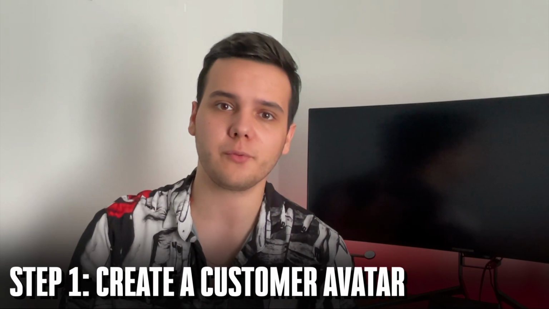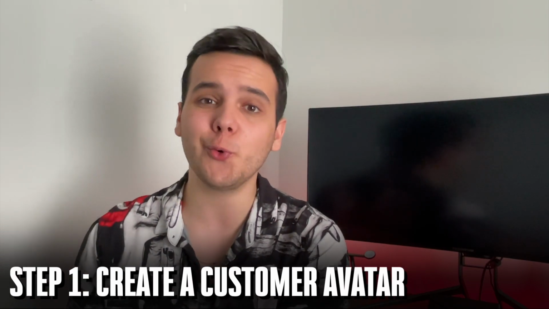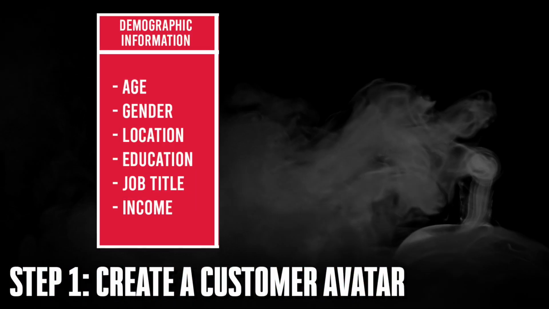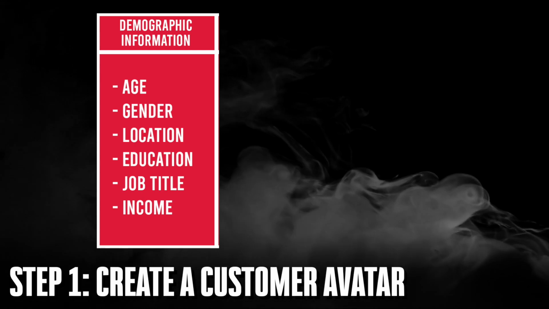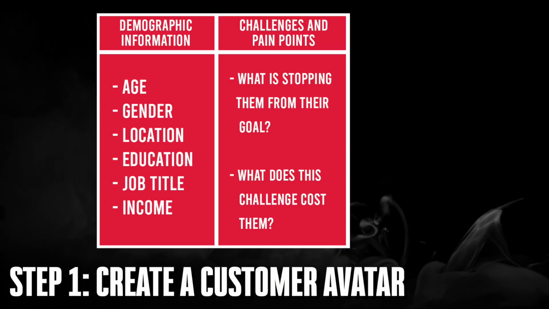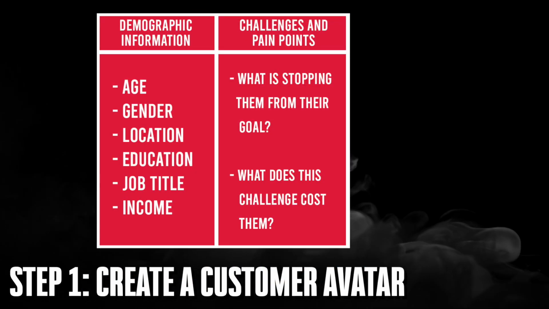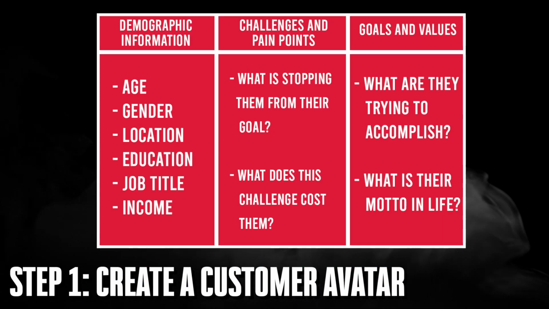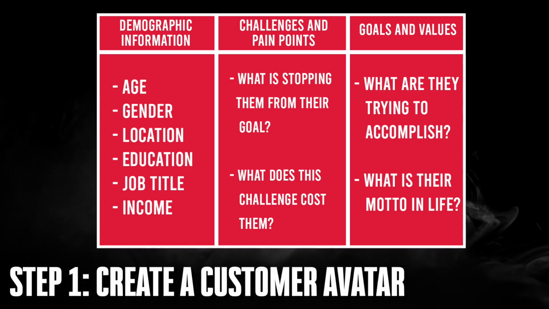Step number 1 is creating a customer avatar. In order to be selling effectively, you need to know who you're selling to. Start by understanding the demographic information. For example, what is the location that these people are living in? What is their age, etc. Afterwards, dive deeper into what challenges they're facing, as well as what are their main pain points. And lastly, understand what their goals and values are, so your services can help them reach their vision. Gathering this information about your customers will allow you to proceed with my 7-step process a lot easier.